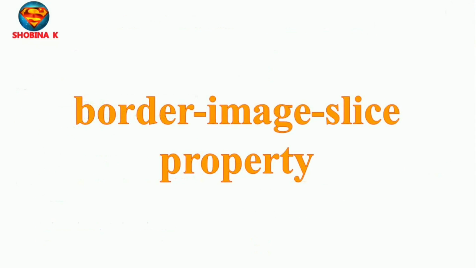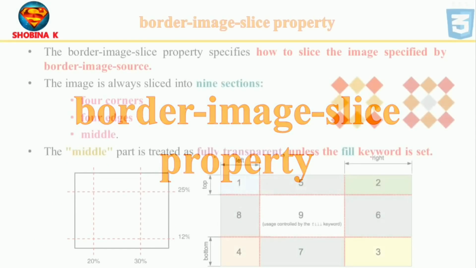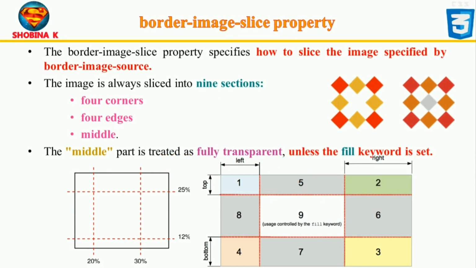Border image slice property. The border image slice property is a useful property that allows you to slice an image into 9 parts made up of 4 split lines. It works like margin shorthand where we define the top, right, bottom and left offset values. This property is used to divide or slice the image which is specified by border image source property.